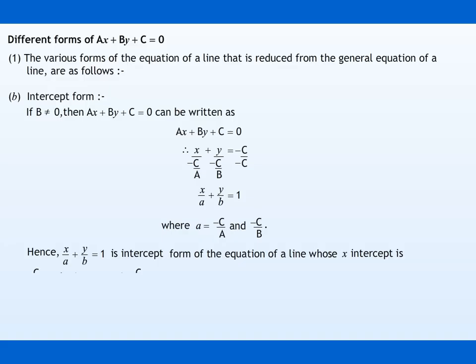Hence, x upon a plus y upon b is equal to 1 is the intercept form of the equation of a line whose x-intercept is minus c by a and y-intercept is minus c by b.